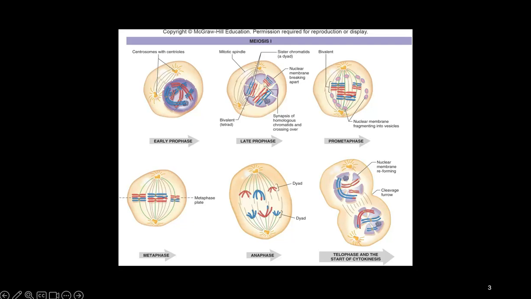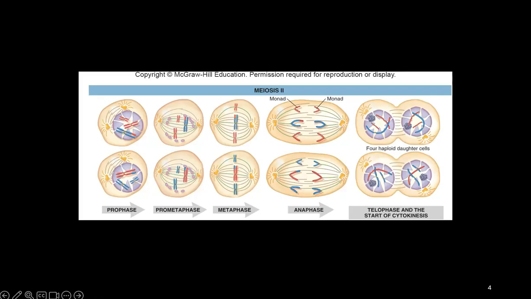Meiosis 1 is where the main differences in meiosis and mitosis occur. In this step, we separate homologous chromosomes, resulting in haploid cells by the end of meiosis 1. Meiosis 2, on the other hand, looks much the same as mitosis, with the exception that it is done on haploid cells rather than diploid cells, and results in four haploid daughter cells that are not identical.